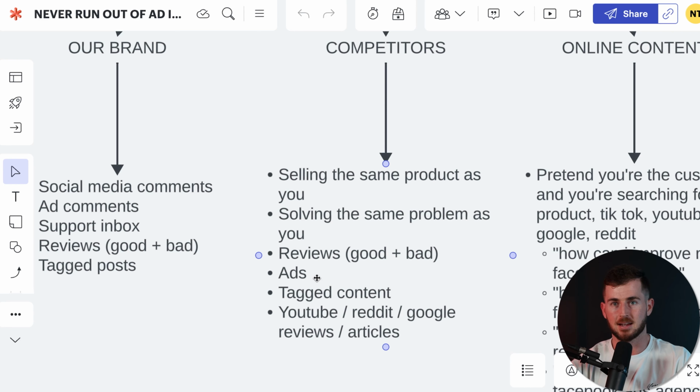Now, next thing is tagged content. Same thing. Go to their Instagram, go to anything else where people can tag them, and look at what customers are saying. Look at who the customers are, what they look like, what they talk about, and what key things they're saying. We want to understand all of that.